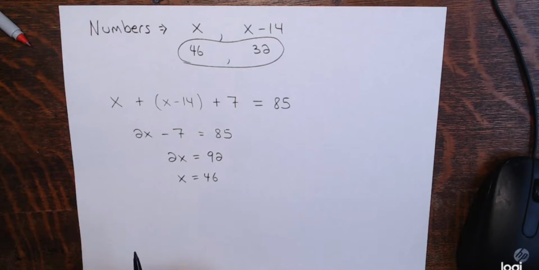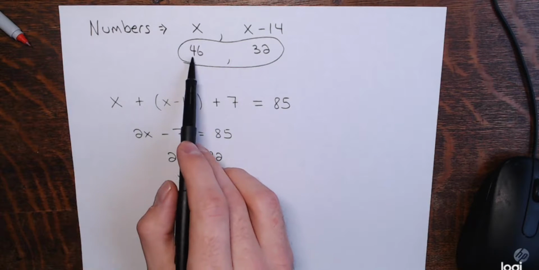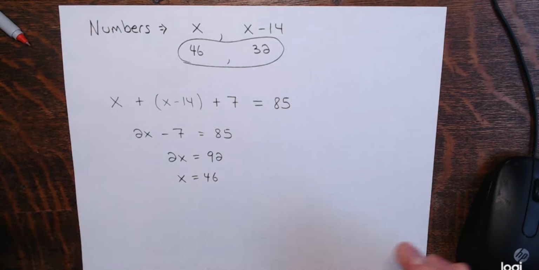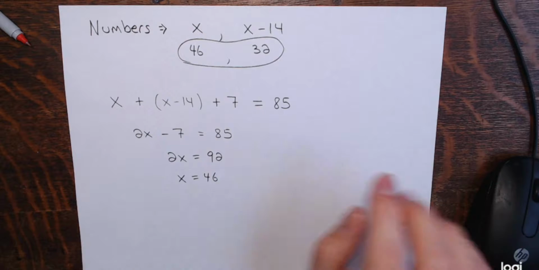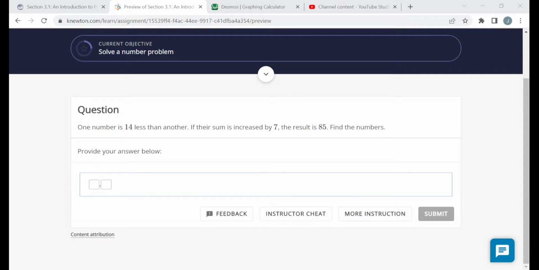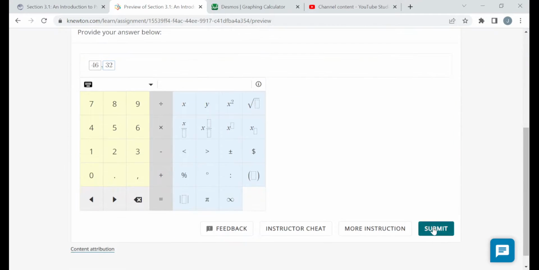And then let's double check that. It says their sum, which is 78. If you increase it by 7, you'll get 85. Yeah, 78 plus 7 is indeed 85. So these are the two numbers they were talking about. All right, 46 and 32. And it doesn't say anything about putting them least to greatest or anything, so let's type them in the way I had them.